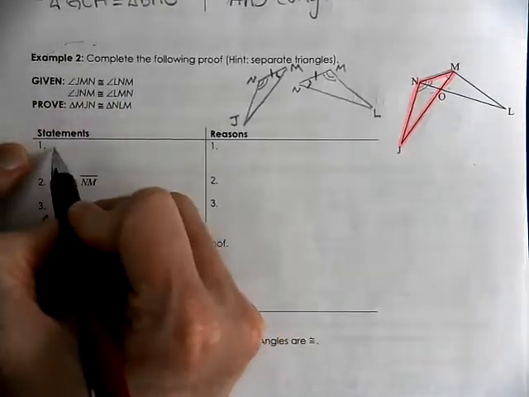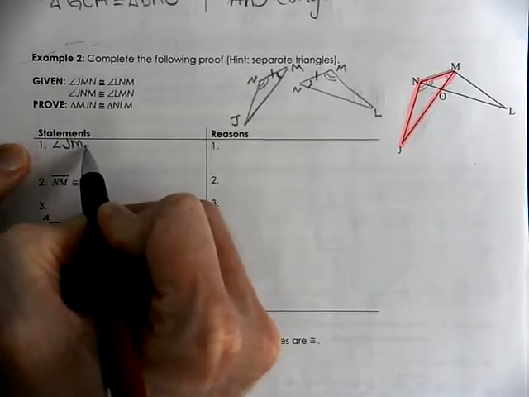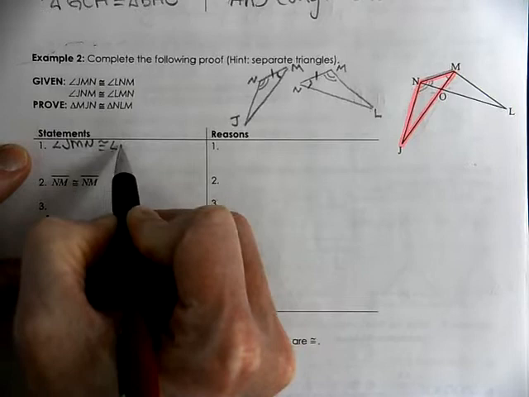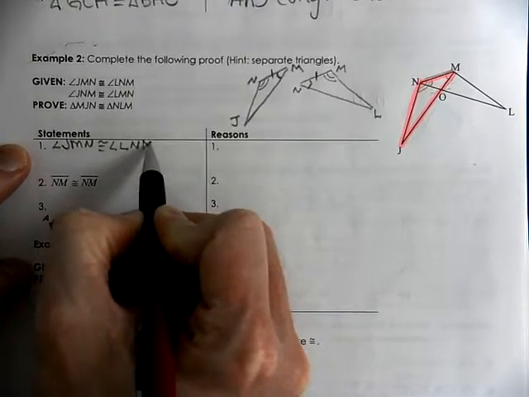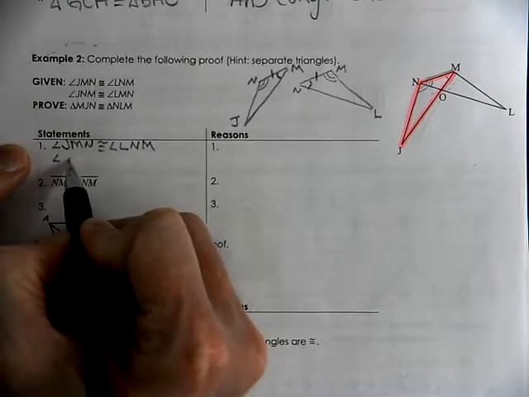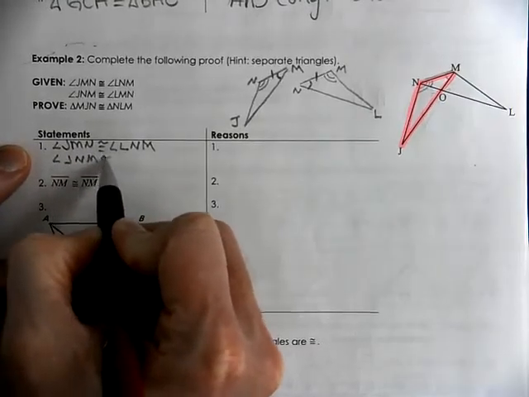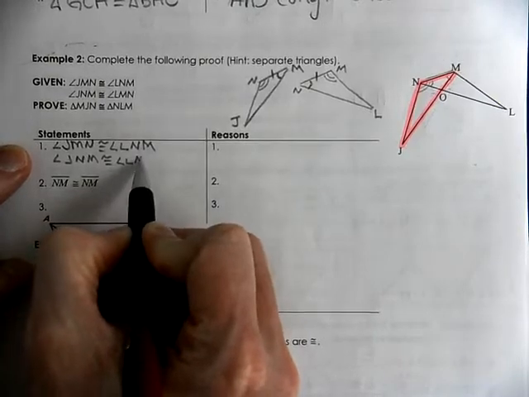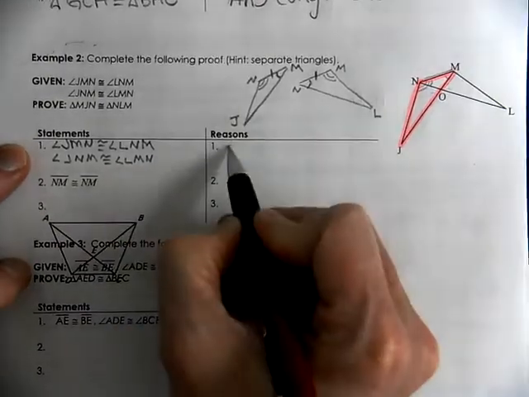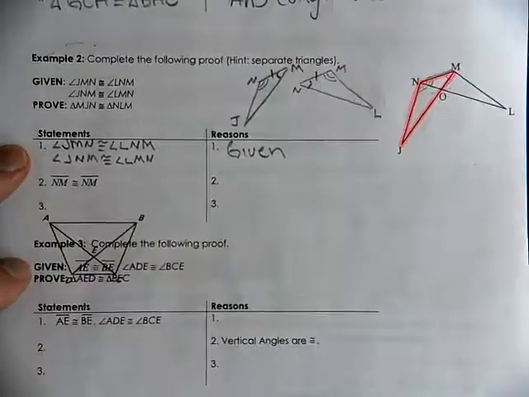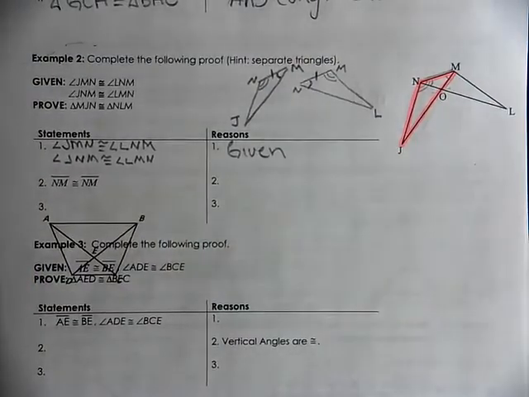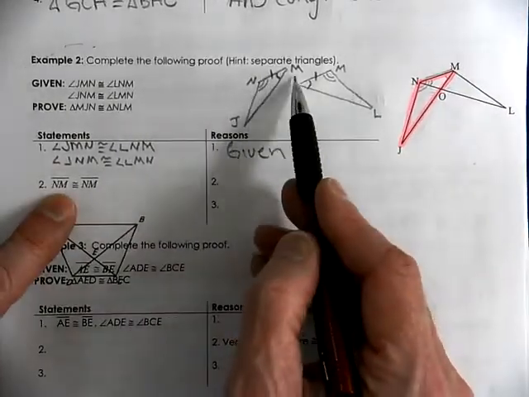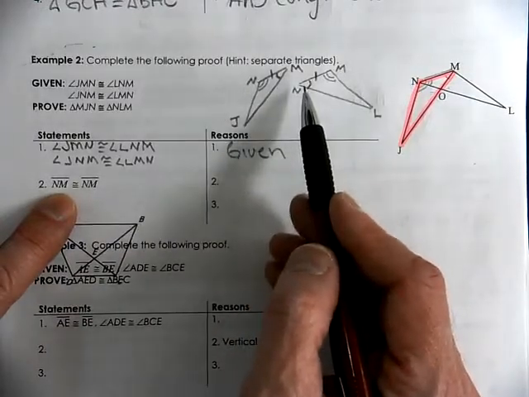So we're going to start out with our given information. Angle JMN is congruent to angle LNM. Angle JNM is congruent to angle LMN. That's our given information. That should be the easy one. Everyone can do that. Those are the two angle pieces that we marked in our figure.